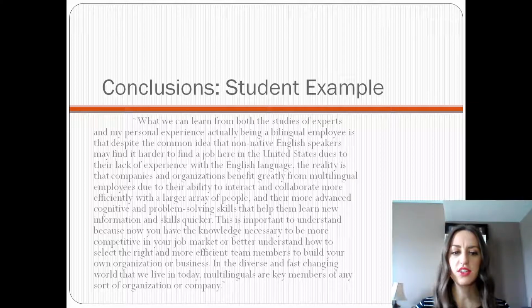This is important to understand. See, now they're highlighting the significance of this.